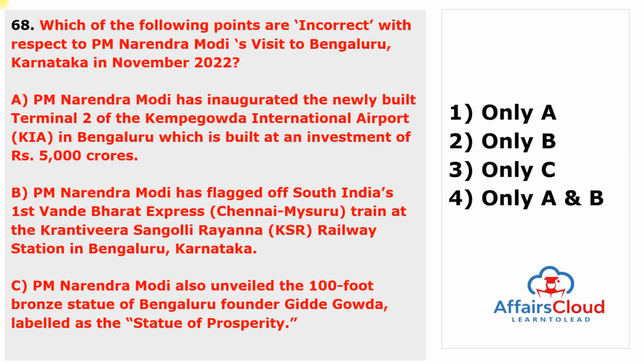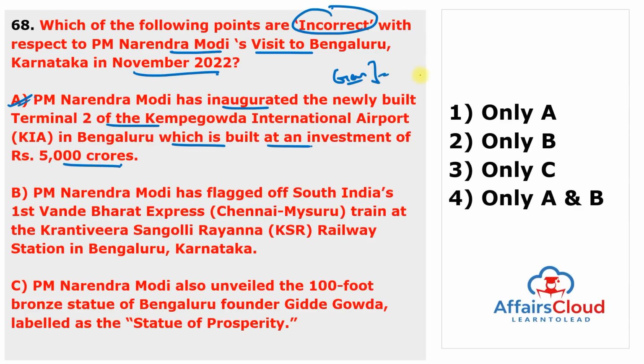Moving to next question. Which of the following points are incorrect with respect to Prime Minister Narendra Modi's visit to Bengaluru, Karnataka in November 2022? First statement is Prime Minister Narendra Modi inaugurated the newly built Terminal 2 of the Kempegowda International Airport in Bengaluru, which is built at an investment of 5,000 crore rupees. This statement is true. And you can remember the terminal nicknamed as Terminal in a Garden. It is an eco-friendly structure built using bamboo and can accommodate 2.5 crore passengers per year.